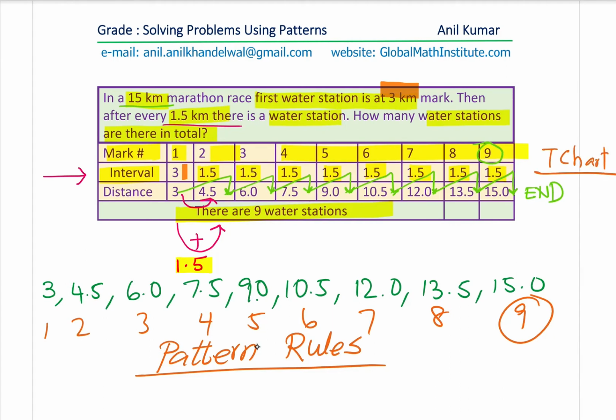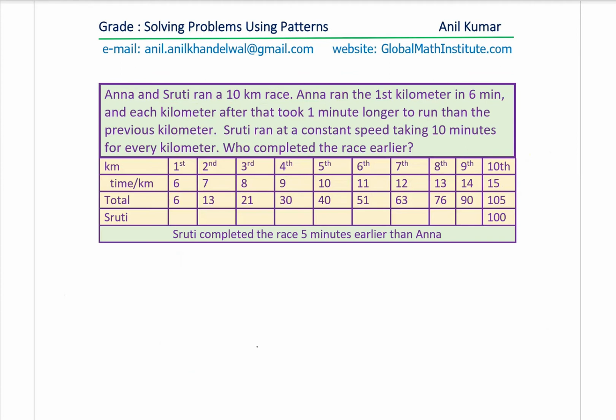So these two rules will be followed to answer all these questions. Now let's take the next one, which is here. Anna and Shruti ran a 10-kilometer race. The important thing is 10-kilometer race. Anna ran the first kilometer in 6 minutes, and each kilometer after that she took 1 minute longer than the previous kilometer. Shruti ran at a constant speed of 10 minutes per kilometer, for every kilometer.